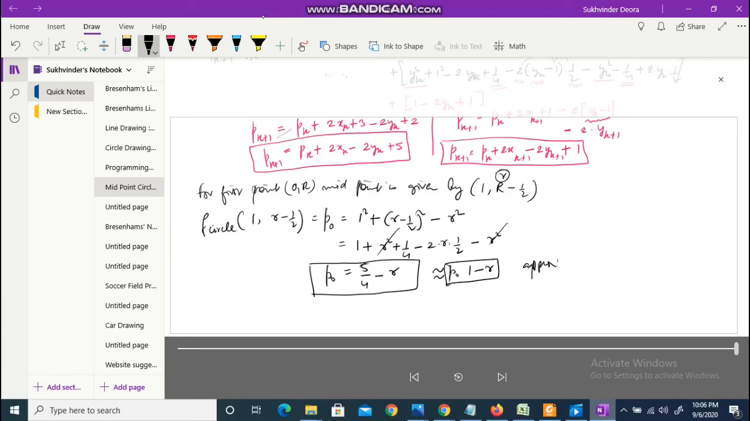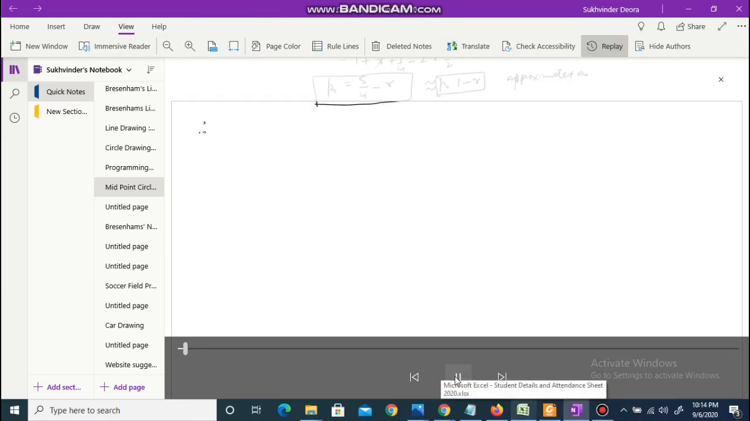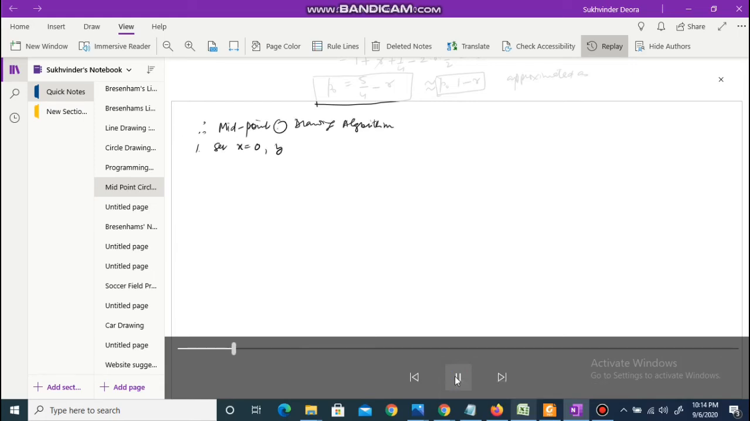But otherwise, now you can write down the midpoint circle drawing algorithm. Let us now try to write down that algorithm. I hope you are able to understand up till now. Now let us take the algorithm. So the midpoint circle drawing algorithm will take as inputs the integer xc, integer yc, and the integer r. So these are 3 values which you will need.